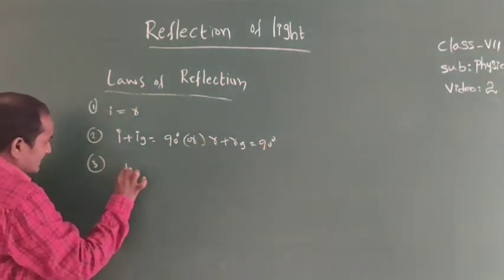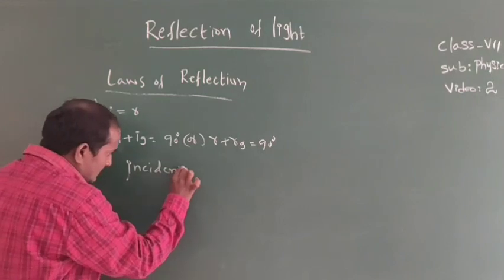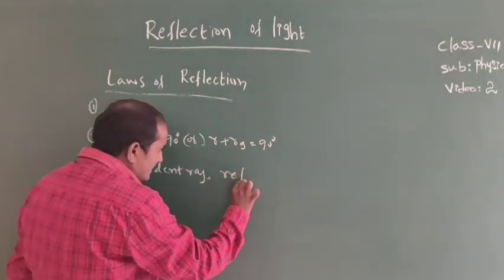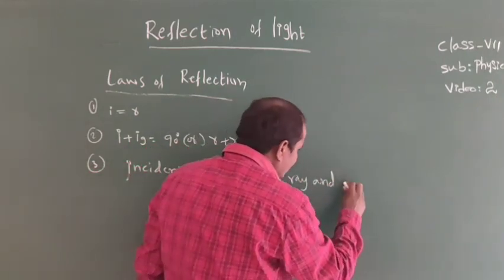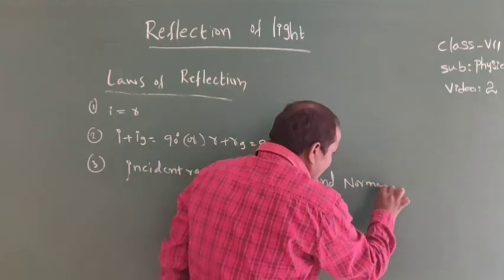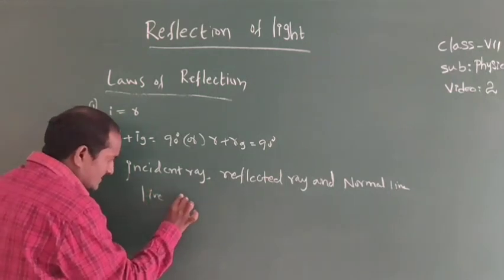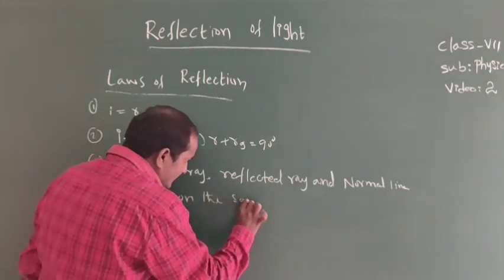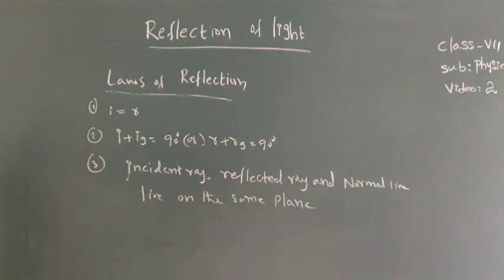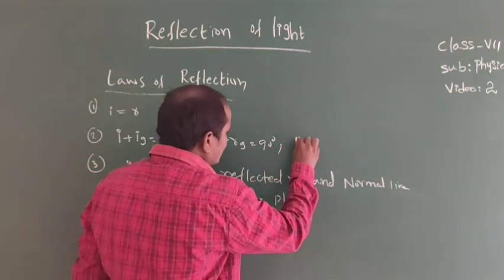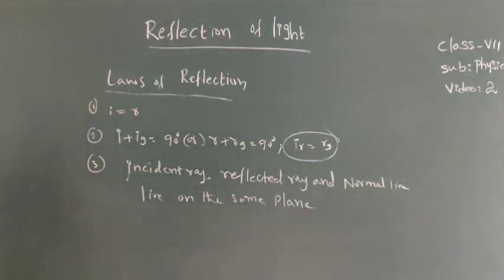Next, the third one: the incident ray, the reflected ray and the normal line lie on the same plane. These are the laws of reflection.